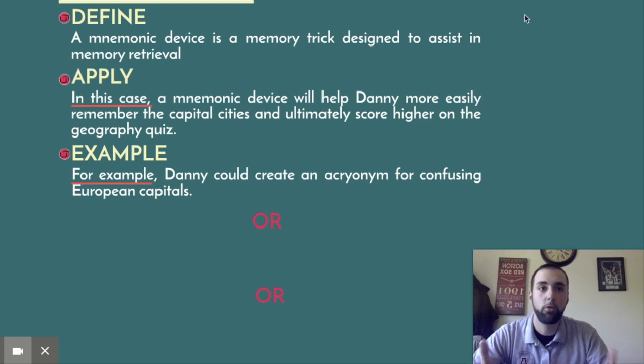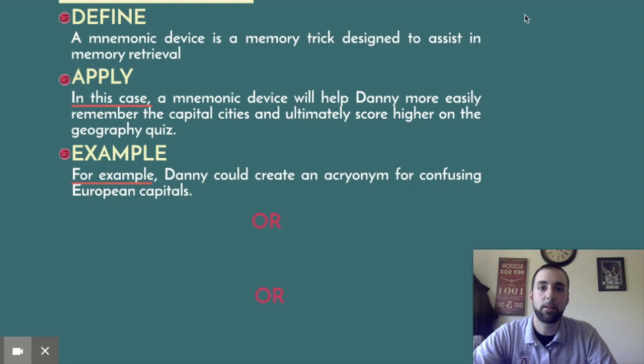And now when the reader looks at these three sentences together, there's no question that you know what you're talking about. You've defined it. A mnemonic device is a memory trick designed to assist in memory retrieval. You've stated to the reader directly that this is going to help him and specifically help him remember. A mnemonic device will help Danny more easily remember the capital cities and ultimately score higher on the geography quiz.